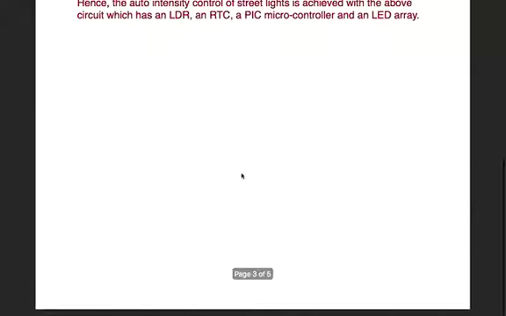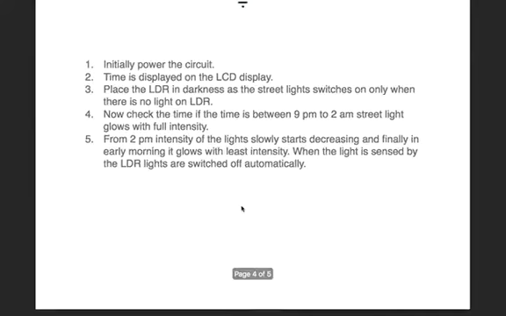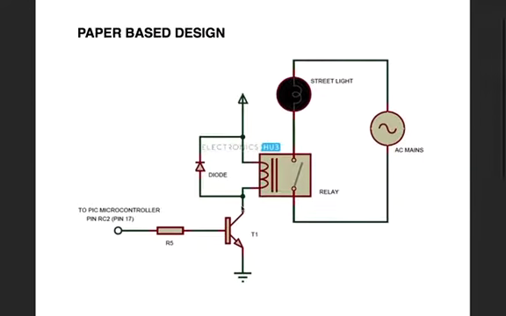We have one more simple diagram. This is the paper based diagram. Here we have the street light. This is AC, meaning we are giving power. We use a relay switch, which is basically used for switching the voltage. This is the diode and these are the microcontroller pins.